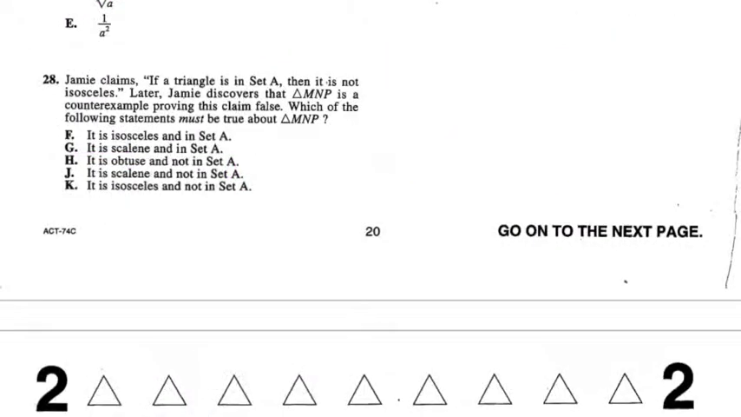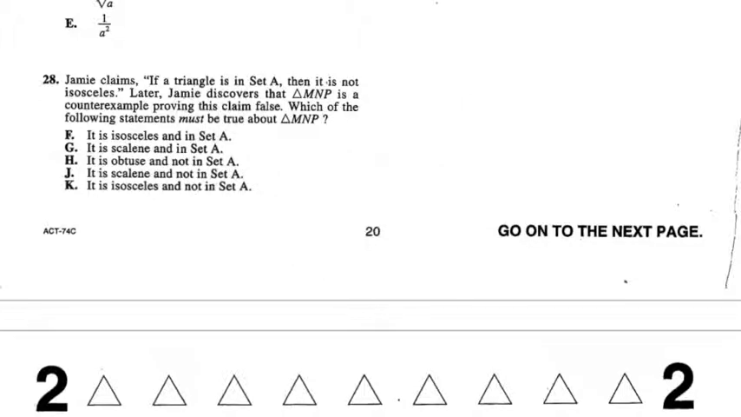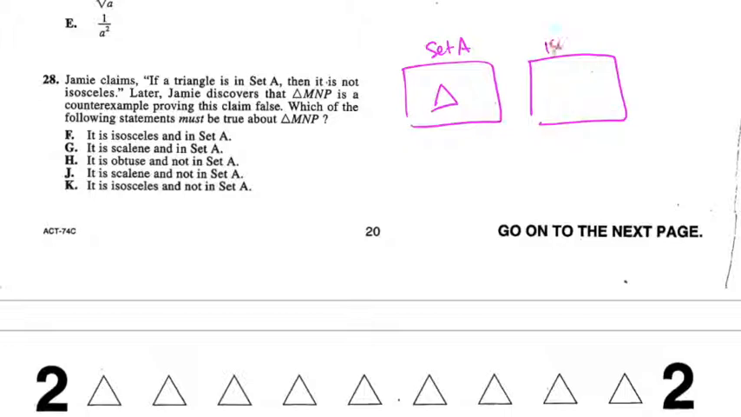Number 28 is an integrating essential skills question. It's really about logic, and we can use a Venn diagram as a visual. Jamie claims if a triangle is in set A, let's make set A, and let's make a triangle inside of it, then it is not isosceles. So let's say there's another set of isosceles triangles.